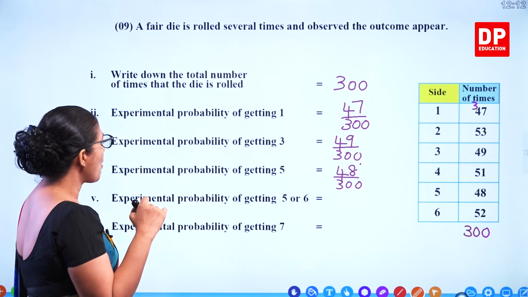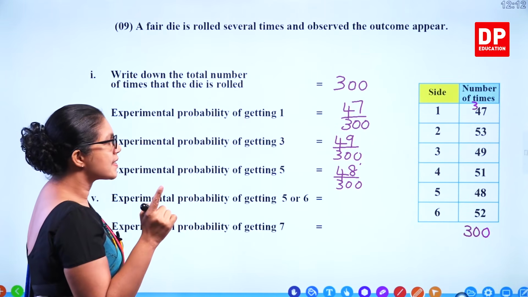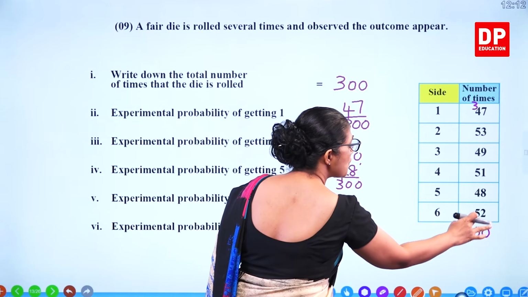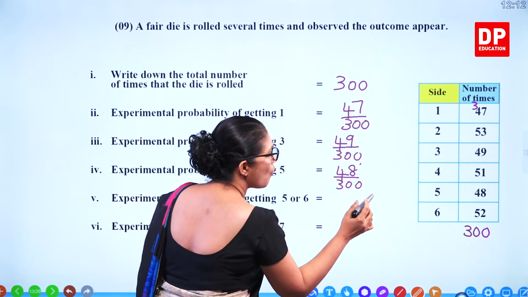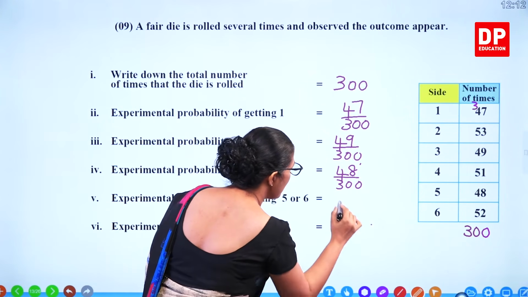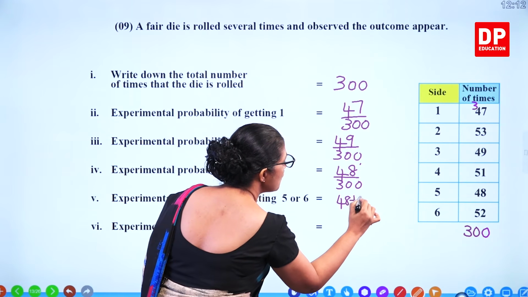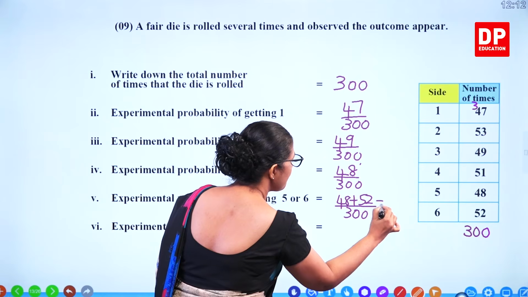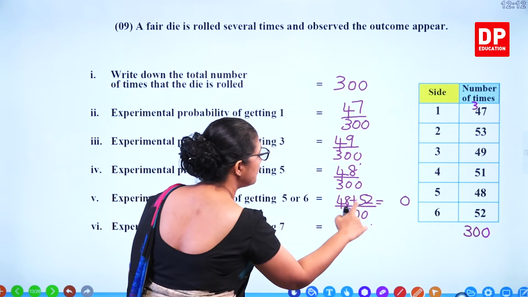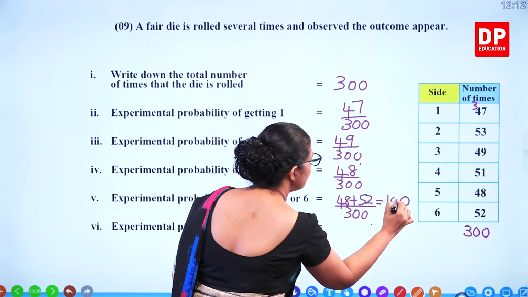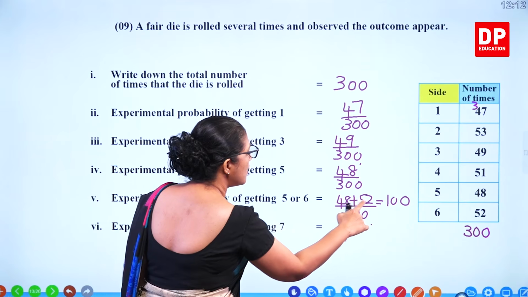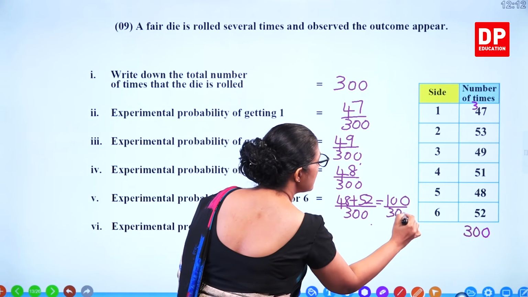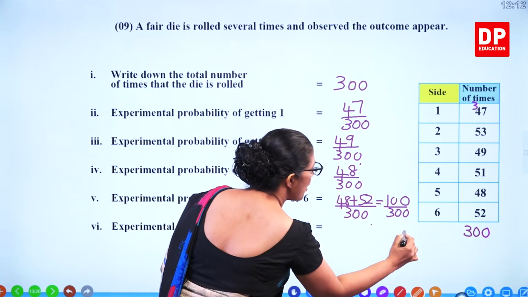And the experimental probability of getting 5 or 6. So either 5 or 6: 48 plus 52 out of 300. That becomes 8 plus 2, 10, and 10. So 1/3. You can simplify and write 1 over 3.